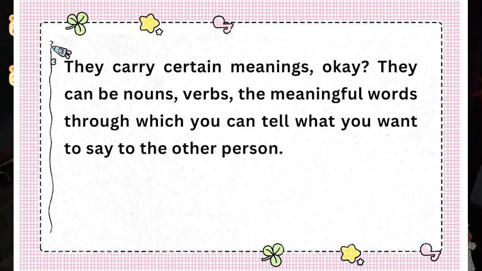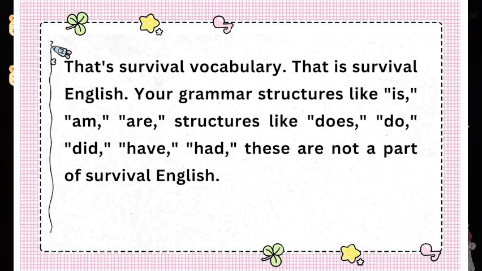They carry certain meanings, okay? They can be nouns, verbs, the meaningful words through which you can tell what you want to say to the other person. That's survival vocabulary. That is survival English. Your grammar structures like is, am, are, structures like does, do, did, have, had, these are not a part of survival English.